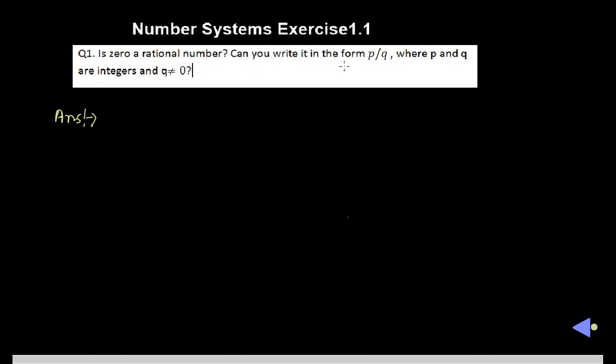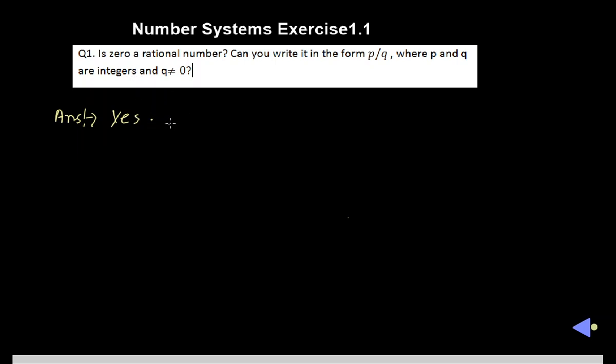Can you write it in the form of p upon q, where p and q are integers and q is not equal to 0? So two conditions should be there. We have to express it in the form of p upon q, where p and q are integers and q should not be equal to 0. First of all, it is yes, big yes, obviously yes.